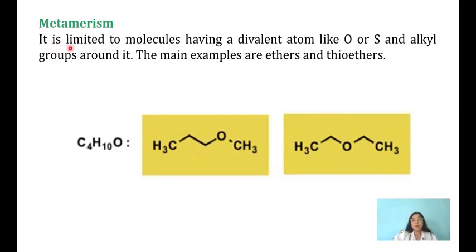Coming to metamerism, it is limited to molecules having a divalent atom. What are divalent atoms? Like oxygen, sulfur, alkyl group. Here the molecular formula is C4H10O. In one compound the oxygen is between two carbons at one position, and in the other the oxygen is between the second and the third carbon. Because of this change in the position of the oxygen, you get entirely different ethers.